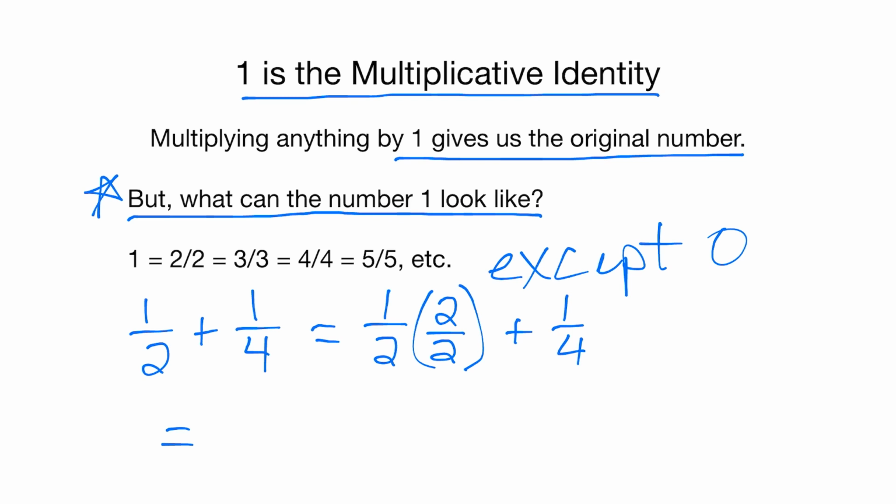1 times 2 is 2. 2 times 2 is 4. We have 2/4 plus 1/4. Now we can add these pieces. They're the same size and get 3/4.